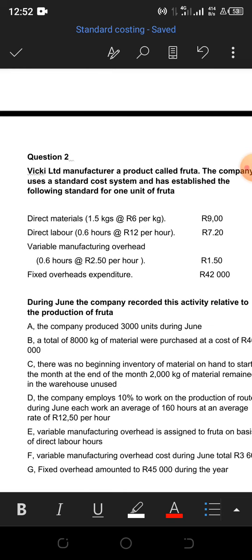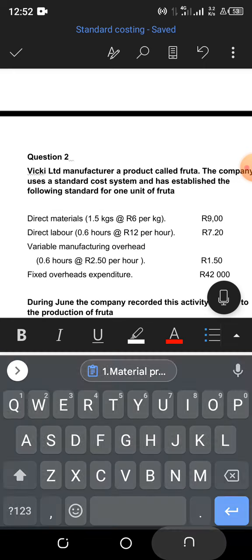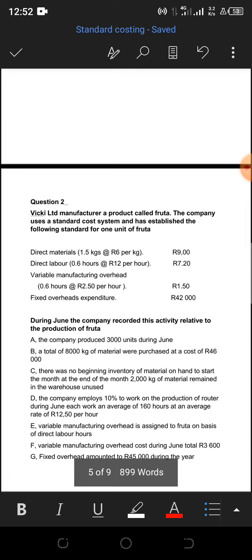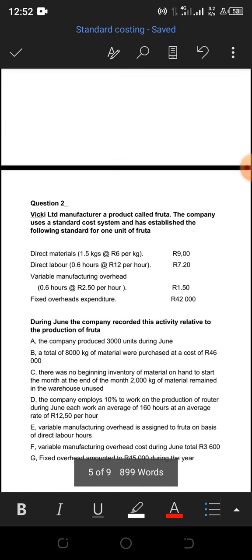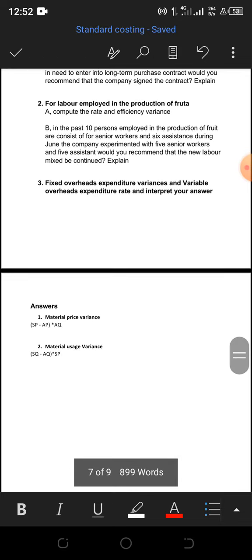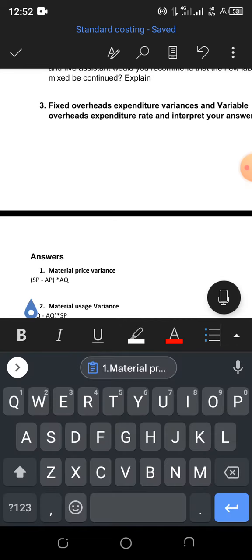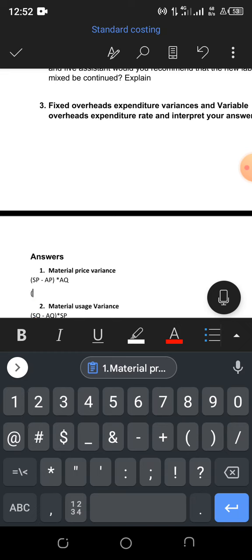On the top, we have direct material, which is 6 rand per kg. So that's the standard price because it falls under the following standard for 1 unit of fruta. So this is what we call the budgeted price. We budget that we are going to purchase one material by 6 rand. Okay, so let's put it in the formula.